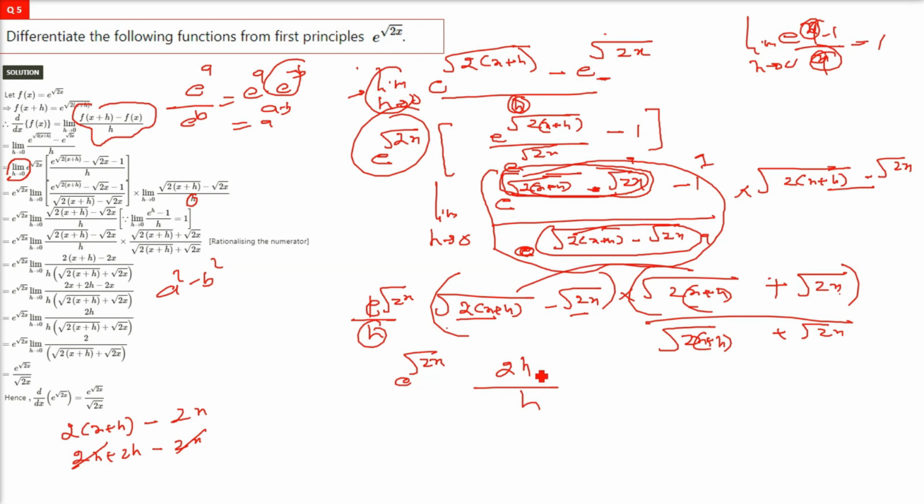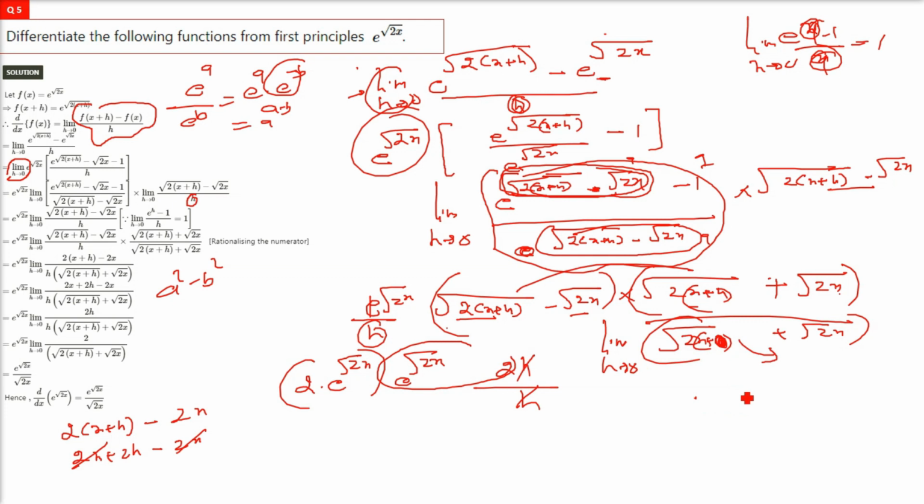E raised under root 2x was also there. You can cancel this out. So 2 into e raised to the power under root 2x is already there. Now only the denominator is remaining. So let us apply the limit h tends to 0 here in the denominator. So wherever h is there, make it 0. So you have under root 2x plus under root 2x in the denominator. This becomes twice of under root 2x, and you see that 2 is already there in the numerator.